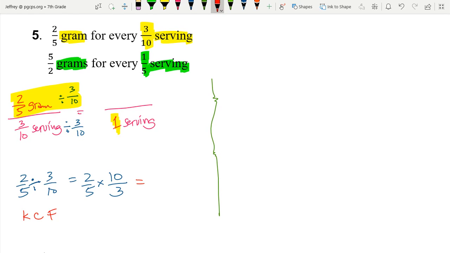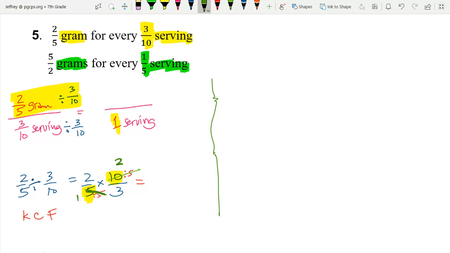Now, cross cancel. If you don't like cross canceling, it's fine, but it's easier. Look at the top numerator and opposite denominator. What number can you evenly divide into 10 and 5? And we know it's going to be 5. So 10 divided by 5 would give us 2. And then 5 divided by 5 will give us 1.